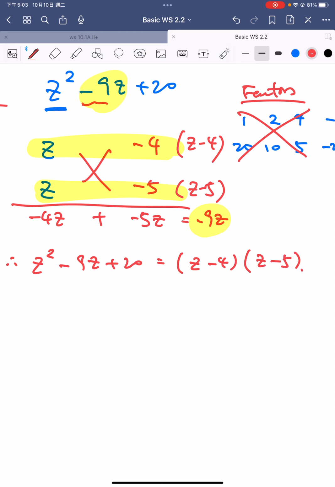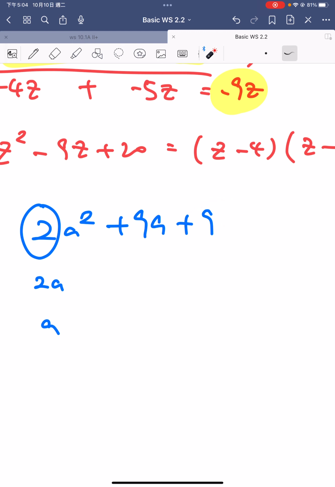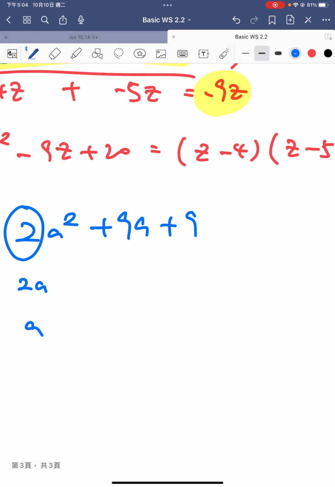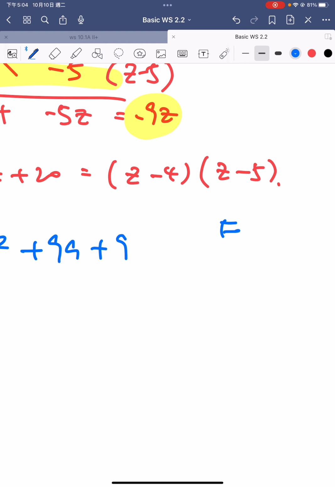Okay, so now it's question 4. For question 4, we got 2a squared plus 9a plus 9. In this case, we got a 2 as a coefficient, so now we need to separate it into 2a times a. As these two terms are not the same, the order of the numbers here is going to be different. So we need to think about the factors first. We have 1 and 9, 3 and 3, 9 and 1, isn't it? However, there's still negative 1, negative 9.